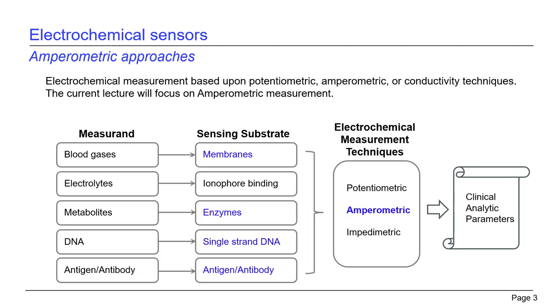We've already discussed that electrochemical measurements can be based on potentiometric, amperometric, or conductivity techniques. And this current lecture focuses on amperometric measurement. We find that the amperometric measurement technique gives us a broader array of measurands. We can take a look at blood gases, metabolites, DNA, and antigens and antibodies. And of course, this all ends up giving us clinical analytic parameters that can be used in patient care processes.